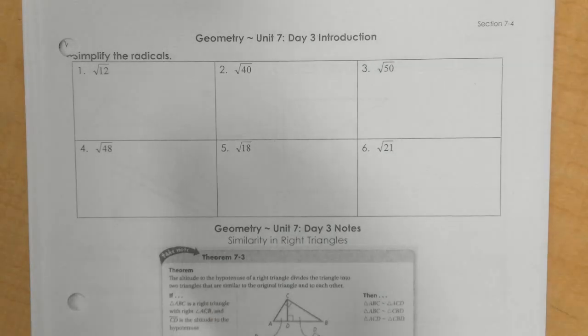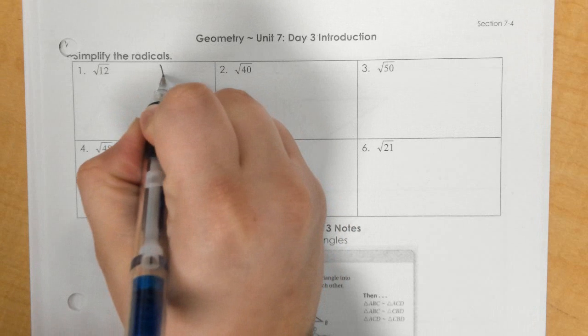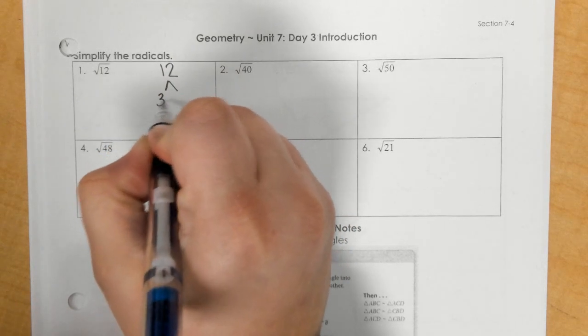And so I look at the number 12 and I figure out what times what equals 12. And I want the two numbers that are closest together to each other. So I know you've got 1 and 12, 3 times 4, 2 times 6. But 3 times 4, those numbers are right next to each other. Okay? So 12 breaks down to 3 and 4.